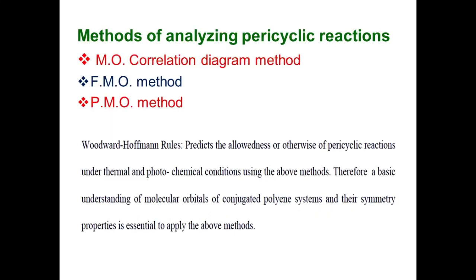Methods of analyzing pericyclic reactions: molecular orbital correlation diagram methods, FMO methods and PMO methods. So the Woodward-Hoffmann rules: what do they indicate? They predict the allowedness or otherwise of pericyclic reactions under thermal and photochemical conditions using the above methods. Therefore, a basic understanding of the molecular orbitals of conjugated polyene systems and their symmetry properties is essential to apply the above methods.